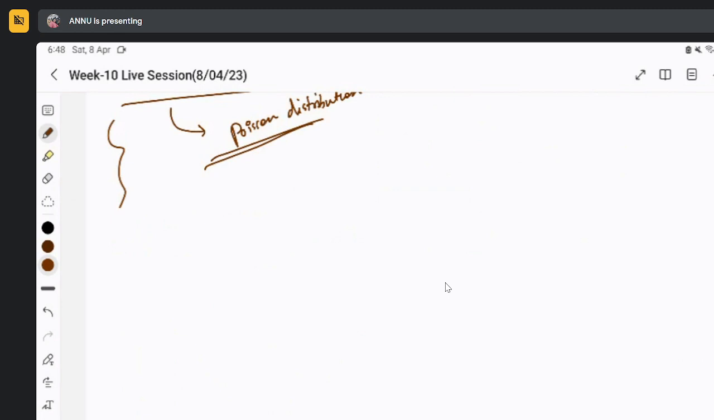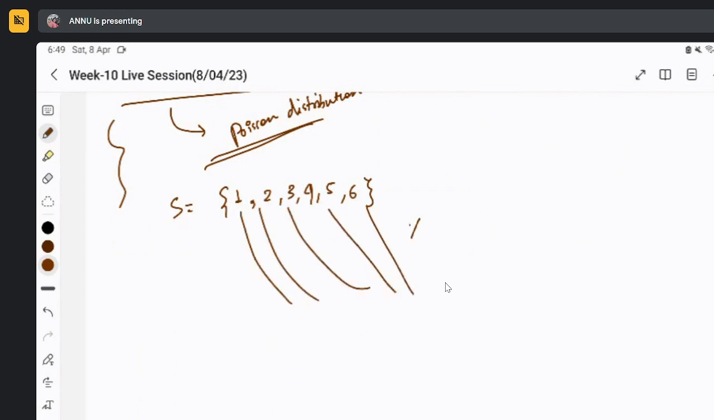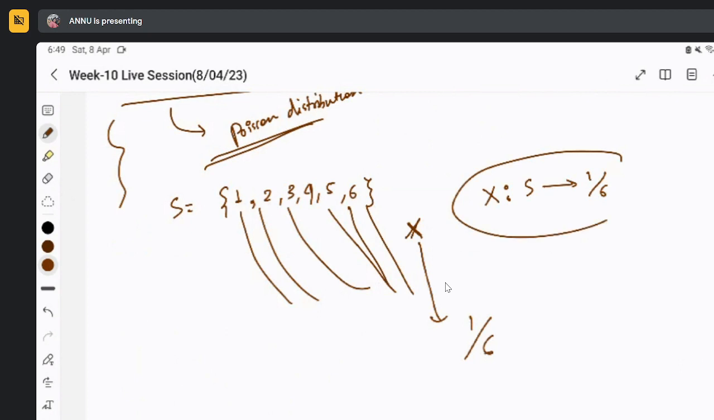But sometimes we don't think about it explicitly. So let us see the example of a dice. Suppose the sample space is 1, 2, 3, 4, 5 and 6, and for all these values the random variable X maps to a constant value, which is 1 by 6. So X maps s to 1 by 6. So this is a constant random variable. It is called a random variable, right? Yes. But that applies only to the uniform distribution. Yeah, it applies to the uniform distribution, but it is a type of random variable.